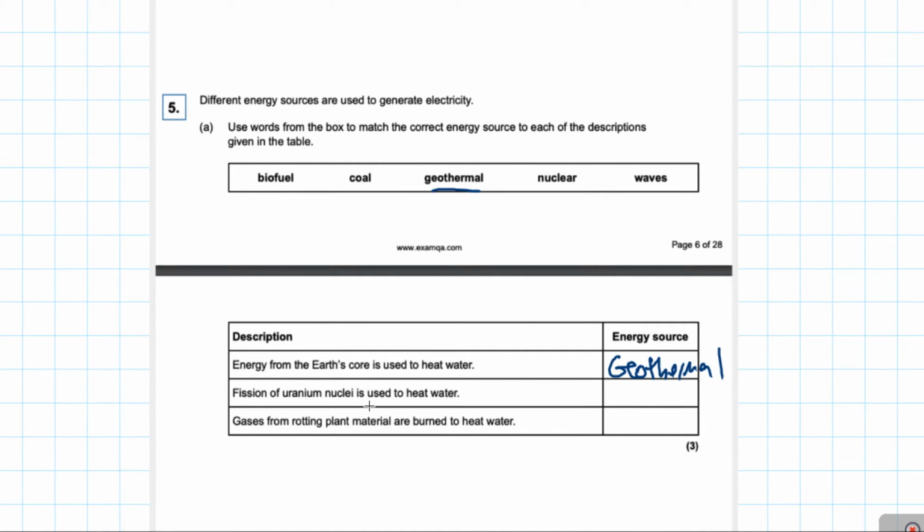Fission of uranium nuclei is used to heat water. So again, when it talks about fission or fusion, this is nuclear. Obviously, currently we use fission, but the future wants to use fusion. And then finally, gases from rotting plant material are burned to heat water. So this one is biofuels because we are using biomaterial like plants, etc., biological things to fuel our things. So here we're using rotten plant material, the gases from that, which are burnt to heat water.